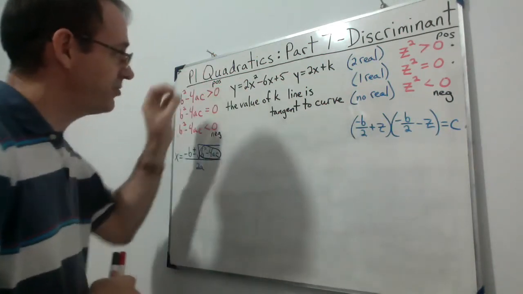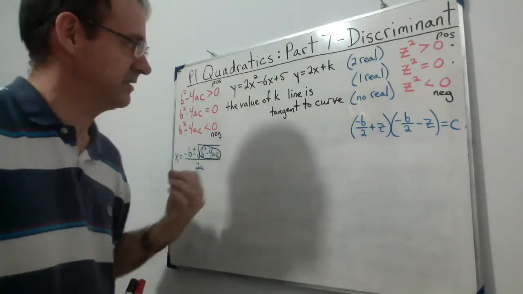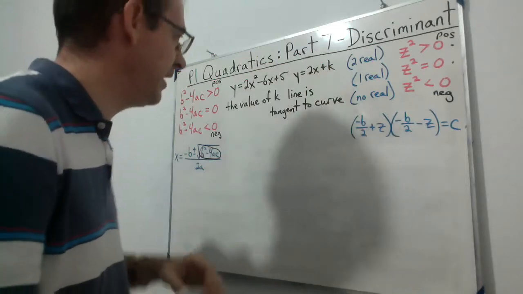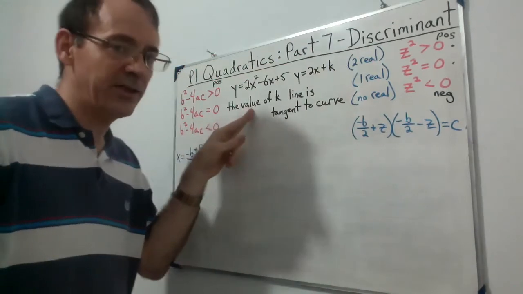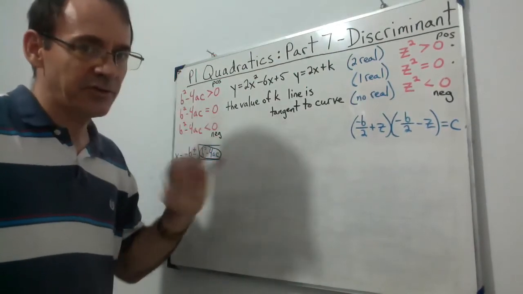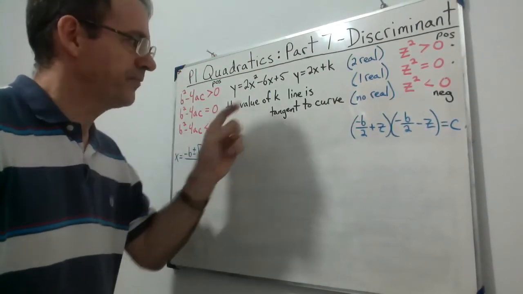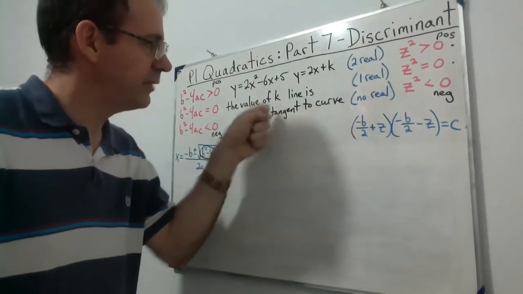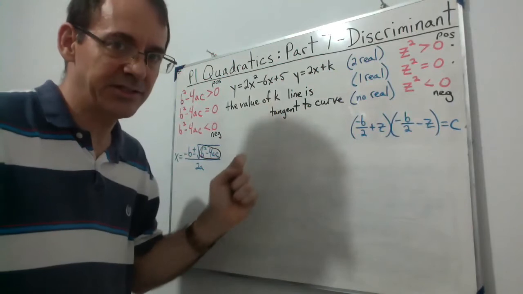So here we have a quadratic, y equals 2x squared minus 6x plus 5. Here we obviously have a line, y equals 2x plus k. It says to find the value, singular, of k. Notice not set of values, so we're not dealing with the inequalities. The line is tangent to the curve. Notice we have a new word here, tangent.